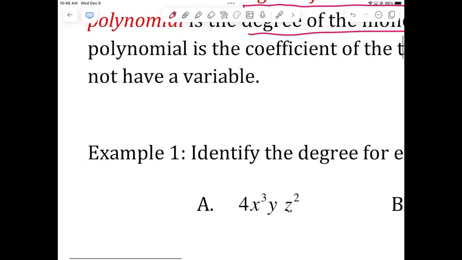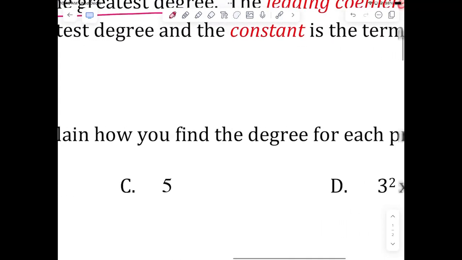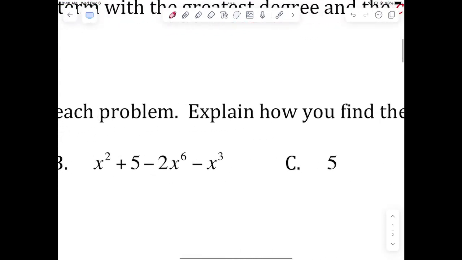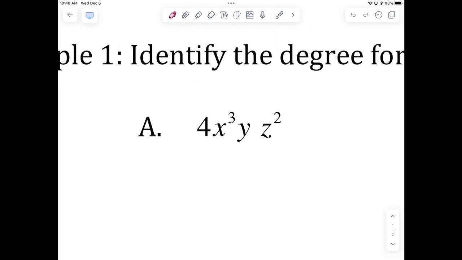Example 1, identify the degree for each problem. Explain how you found it. All right, this is a polynomial, but notice it has more than one variable. It doesn't have just an x in it. It has an x and a y and a z. It's just one term, though, because there are no plus or minus signs. Would you agree? It's one term. So this is a monomial.